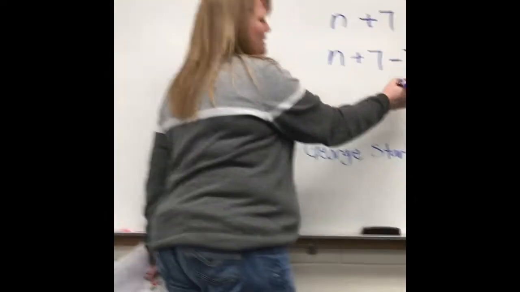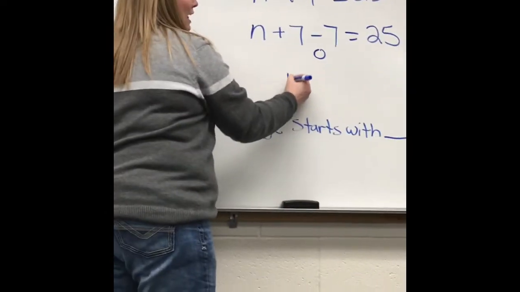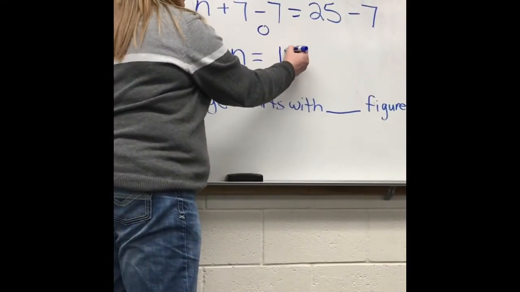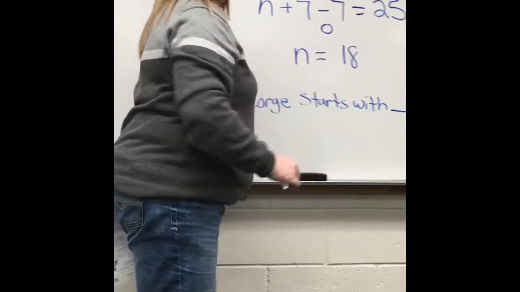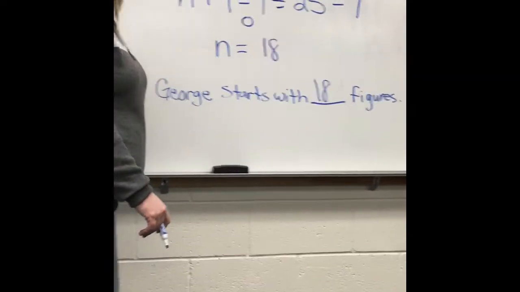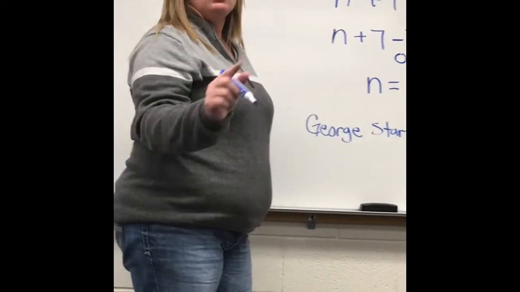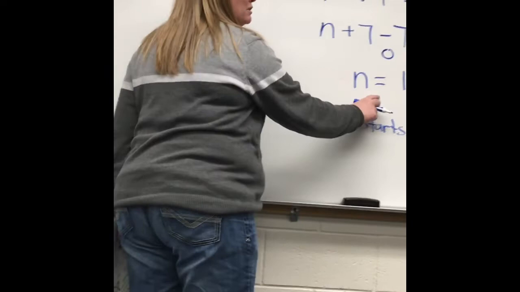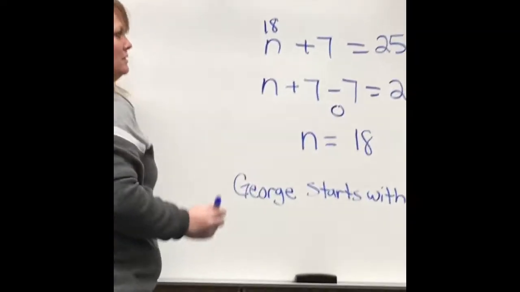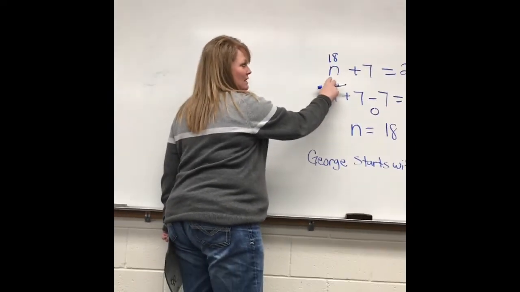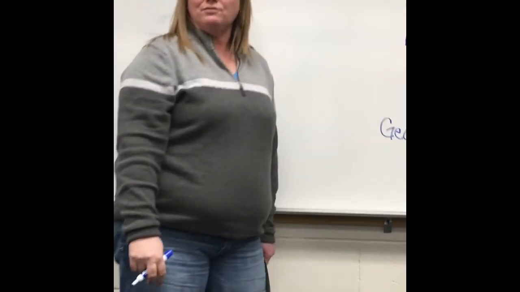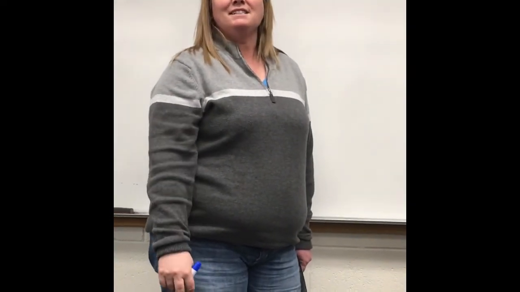Well, we know 7 minus 7 is 0. So that leaves me n equals 25 minus 7, which is 18. George started with 18 figures. Now to check my work really fast, I can substitute my n, which is 18, up here in my equation, because we know n equals 18. 18 plus 7 gives me 25. Great job, guys.